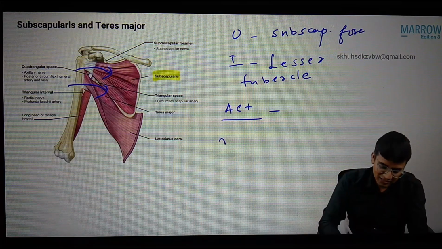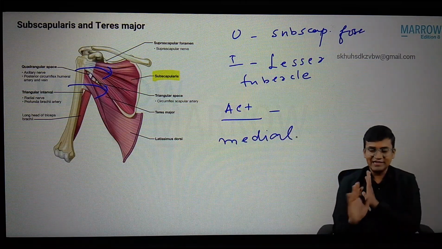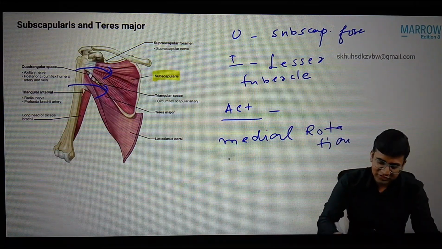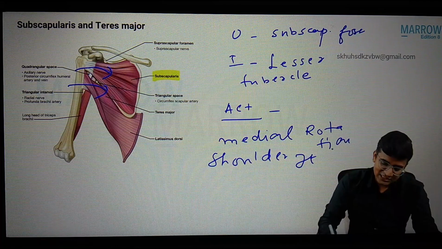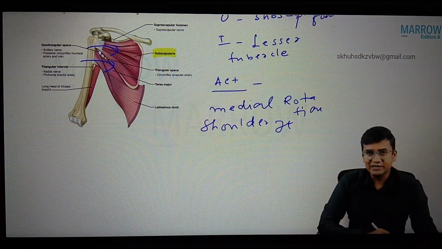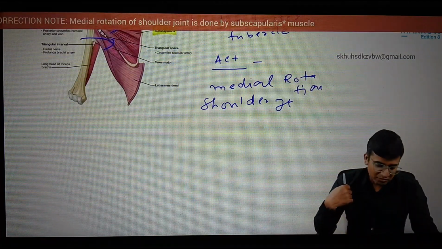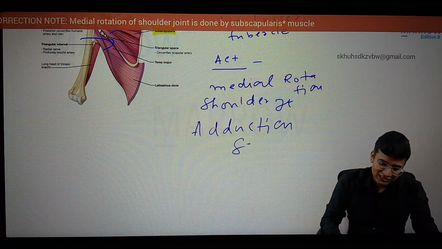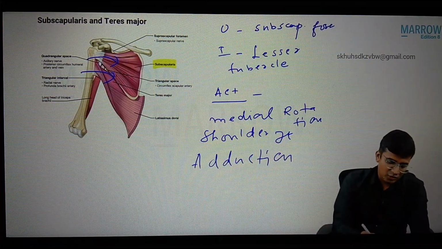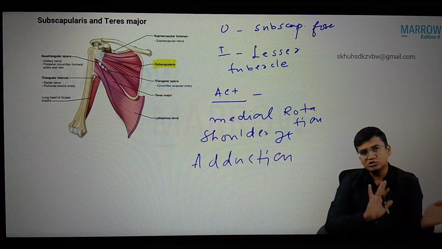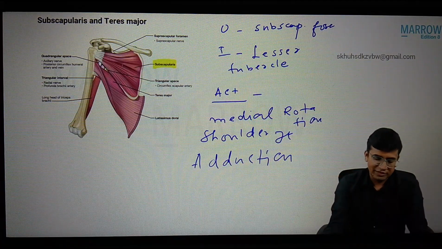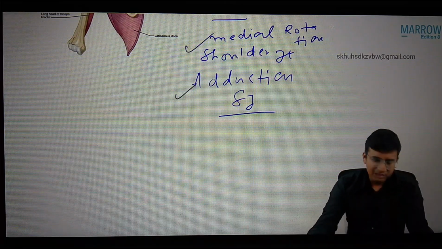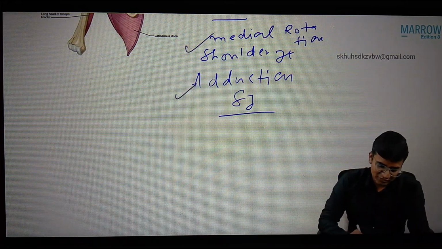This muscle helps in medial rotation. It is rotating inside, internally, to meet the origin point. So medial rotation of the shoulder joint is done by which muscle? Our subscapularis muscle. While doing medial rotation, the humerus bone also moves towards the body, and that is called adduction. So adduction also takes place. Adduction and medial rotation. That's all about the subscapularis muscle.